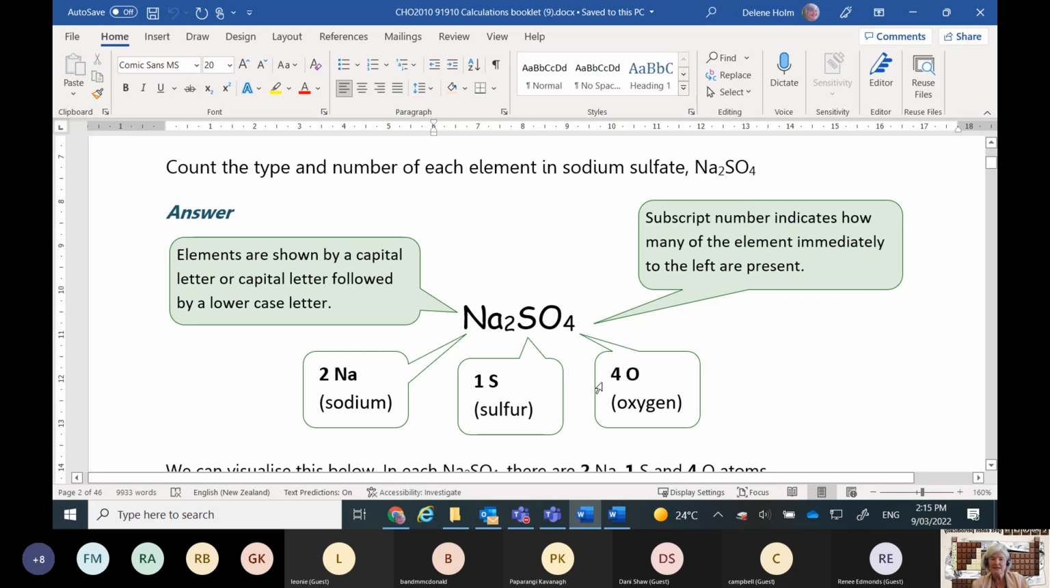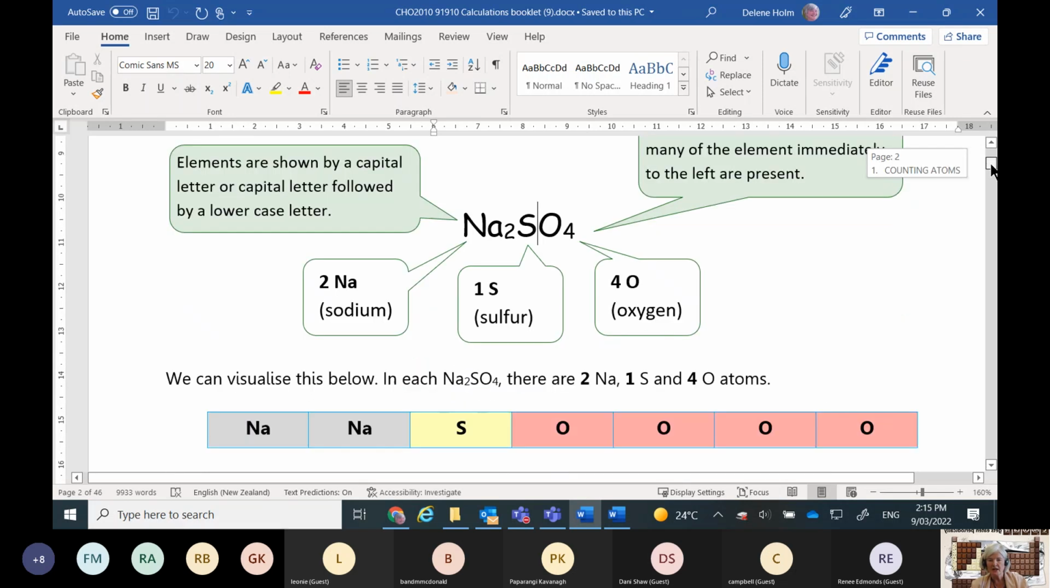Chemists are lazy, so if they can avoid writing something, they will. So a 1 is always assumed. So in equations or formulae, if it's just one thing, then we don't bother writing the 1 down. So there's 1 sulfur atom, 2 sodiums, and 4 oxygens. So have a look at this next formula.